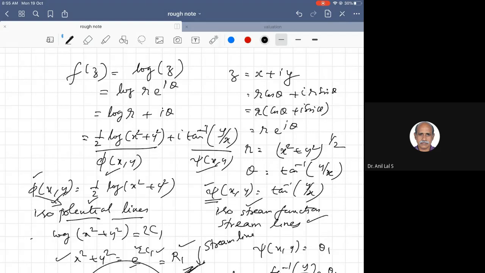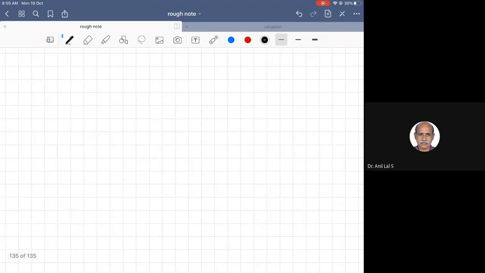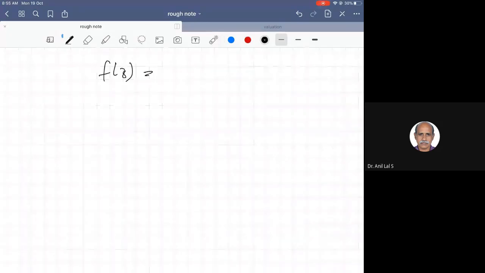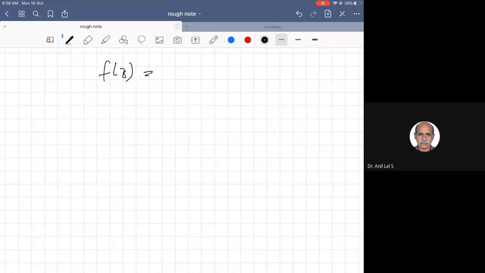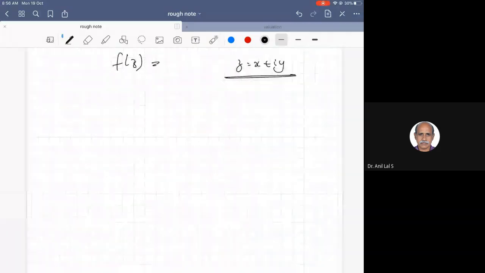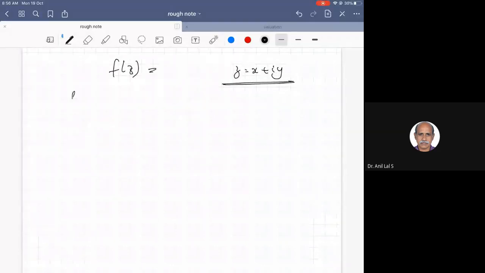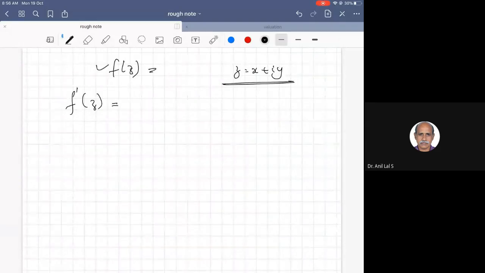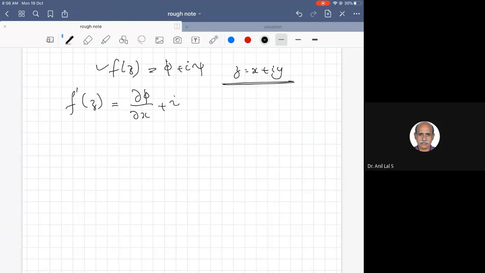Now that F(z) is there, z is composed of x and y, z is equal to x plus i y. What is the equation for f dash z? Do you know what f dash z is? If F(z) is analytic, we can find f dash z. This F(z) is phi plus i psi. So f dash z is dou phi by dou x plus i dou psi by dou x. This is the equation for f dash z.